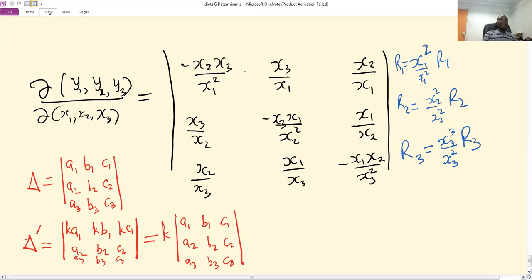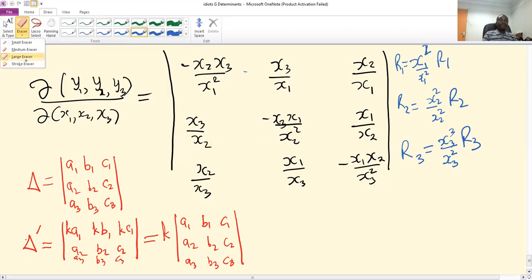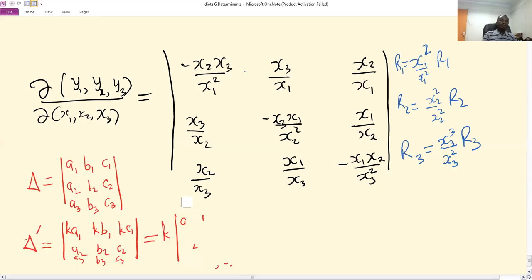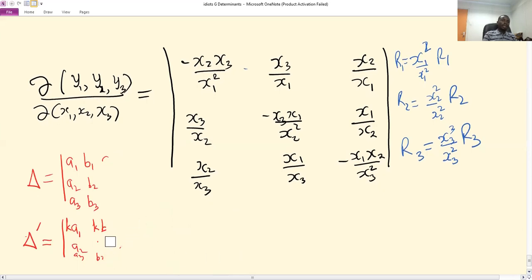Now, you see, when you multiply a number by 1, we are not changing the value of the number. But because we have written our ones in a special way, they are going to help us to reduce this determinant to some form that can help us simplify that expression.